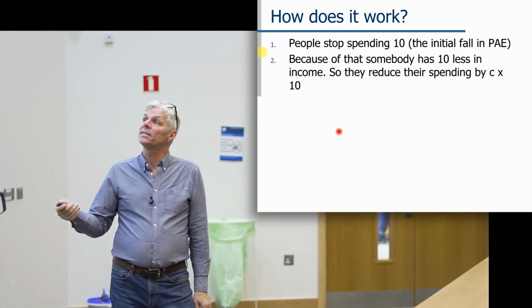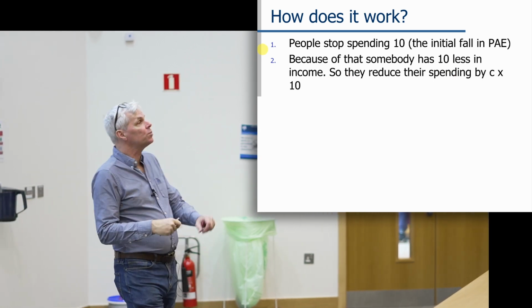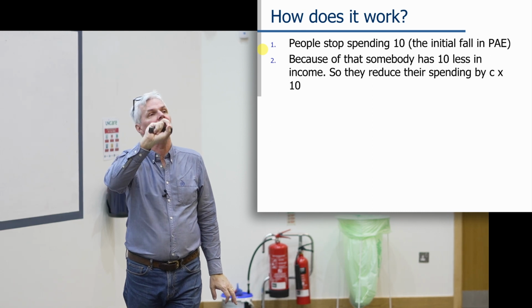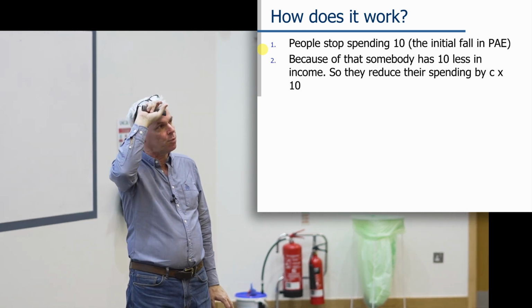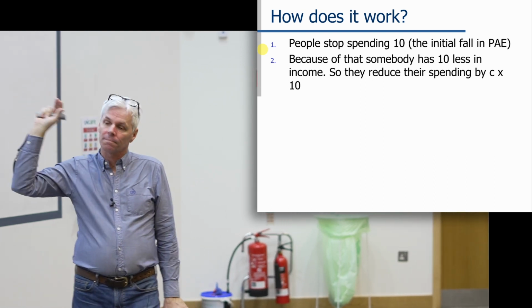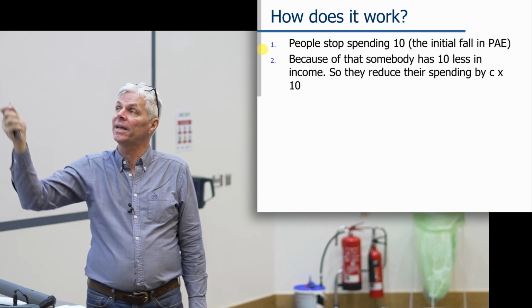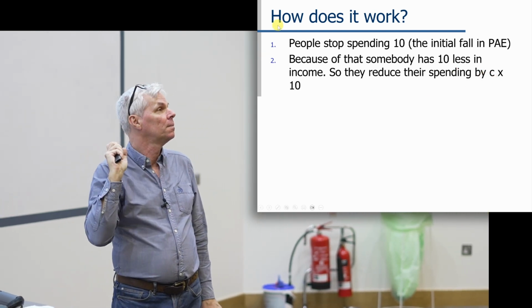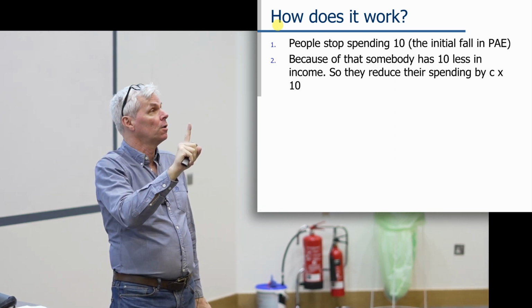Well, he has 10 less in income, and we said that his consumption was some autonomous consumption, plus this marginal propensity to consume, little c, a fraction, in this case 80%, 0.8, times his income. And so if his income goes down by 10, his spending is going to go down by c times 10. So already we can see the multiplier.